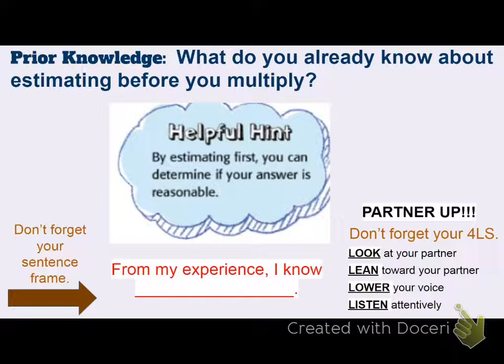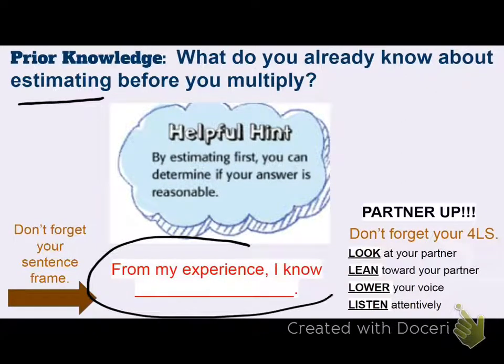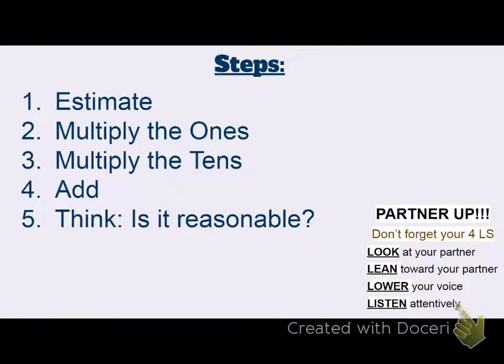All right, before we get into our steps, our lesson, what do you already know about estimating before you multiply? From my experience, I know that when you estimate, it helps you determine if something is reasonable. You can use your estimation and look at your answer and think, am I on the right track? Do I have the right answer? So again, make sure we estimate. Don't skip that first step because it helps you. In my experience, it helps me know when I have to redo a problem or when I can go ahead and move on.